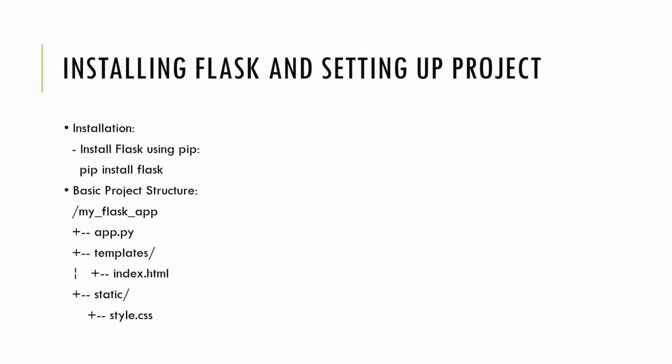Now let's see how to install Flask and set up a basic project. You can install Flask using pip by typing pip install flask in your terminal. Once installed, we will create a simple project structure. You will have an app.py file for your main code, a templates folder for your HTML files, and a static folder for CSS and JavaScript.